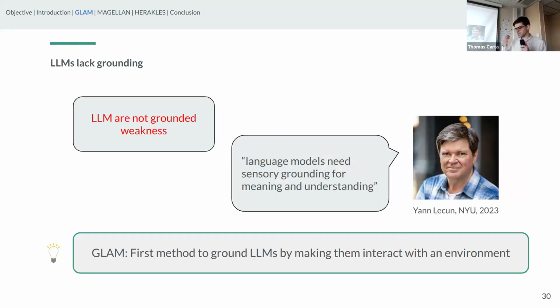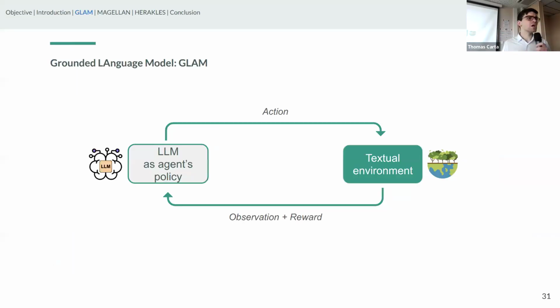And LLMs, as I explained before, their weakness is that they are not grounded. Several prominent AI researchers, among which Yann LeCun, have stated that language models need sensory grounding for meaning and understanding. And thus, following their advice, we have presented GLAM, that is the first method to ground LLMs by making them interact with an environment.